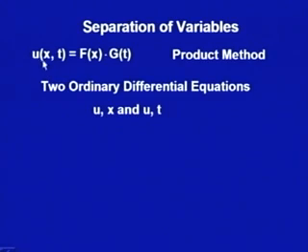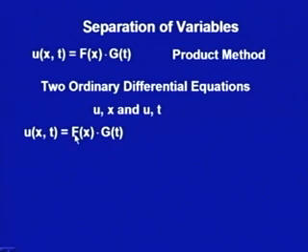The two equations we will get, one is in the independent variable x and another in the independent variable t. So, u(x,t) is f(x) into g(t). Now, if I differentiate it with respect to x, we have in our equation del 2 u over del x 2 and del 2 u over del t 2.